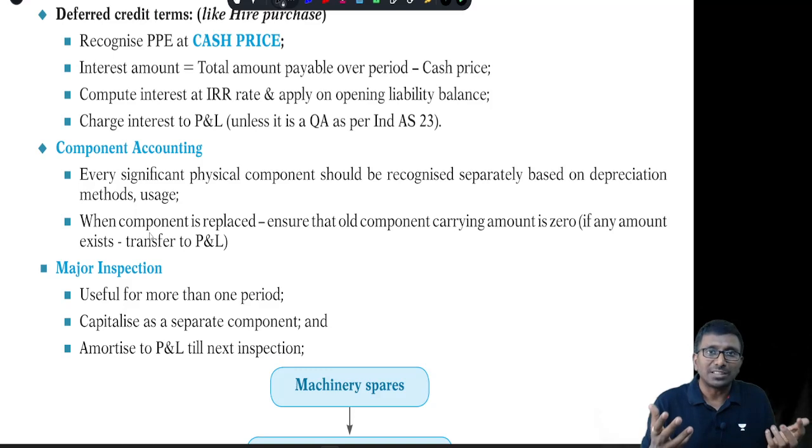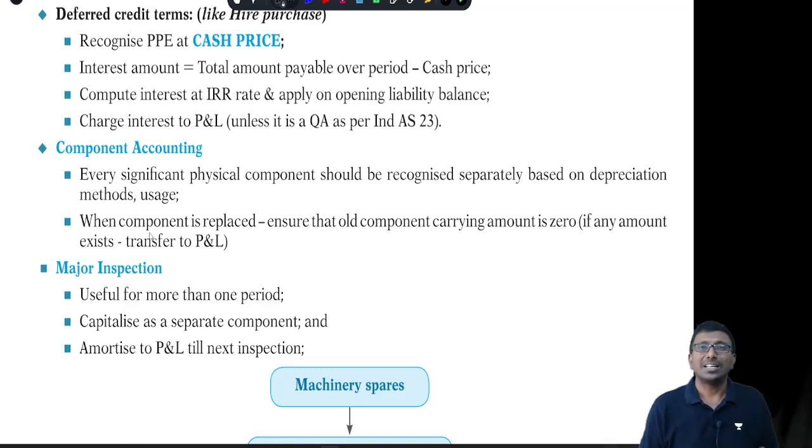So PPE should be recognized at what amount, sir? PPE should be recognized at cash price. Then what is the interest amount, sir? Interest amount is the total invoice amount you pay minus the cash price. Invoice amount minus cash price is going to be the interest amount. Correct? Right. So for that you can calculate IRR. In most circumstances in the examination they will only give you the rate, so it will be very easy to calculate. Next small concept is component accounting.